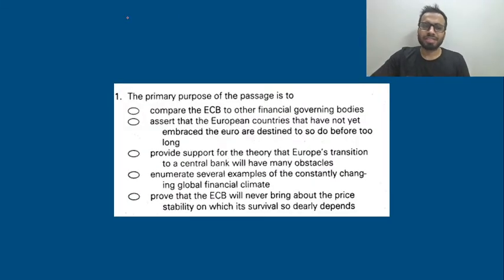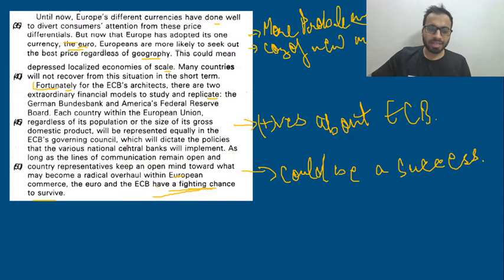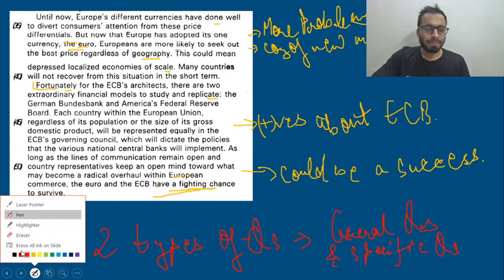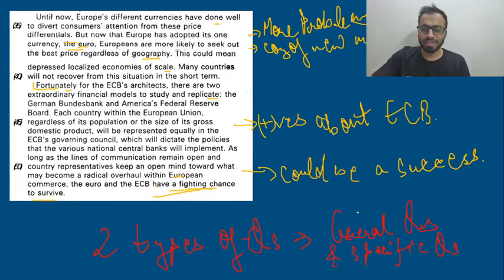Let's begin with some questions now. Now, before we do that, let me tell you that for every reading comprehension, there are two types of questions you will get. Two types of questions: general questions and specific questions. General questions are stuff like what is the idea of the passage? What is the primary purpose of the passage? What is the tone of the passage? What is the structure of the passage? Let me even write that down for you guys.